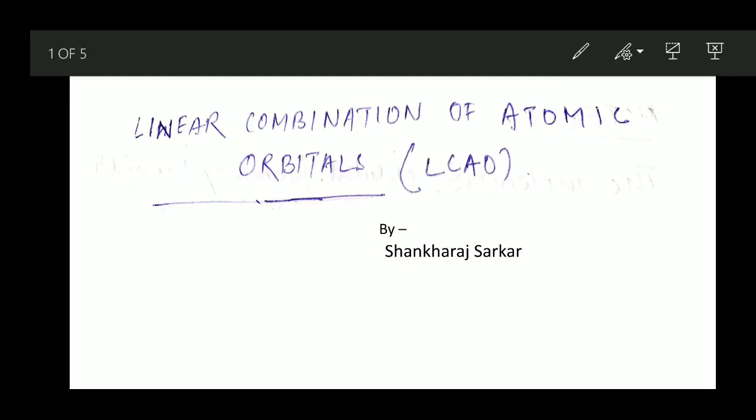In this lecture we will discuss linear combination of atomic orbitals, which is called LCAO, by me Shankaraj Sarkar. This topic is included in our class 11 syllabus, and it is from the chemical bonding chapter. Okay, so we will start now.